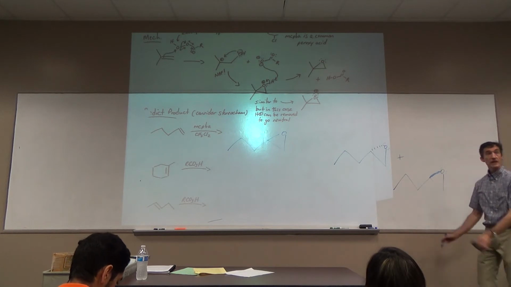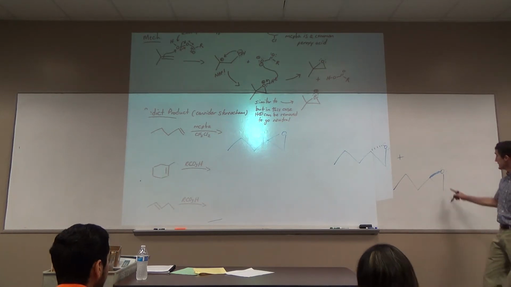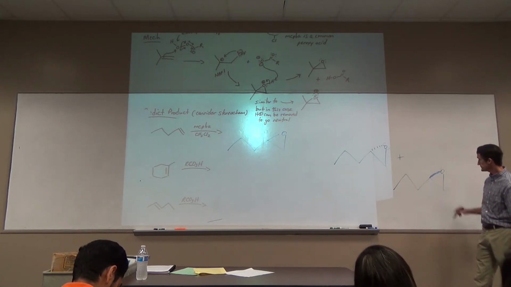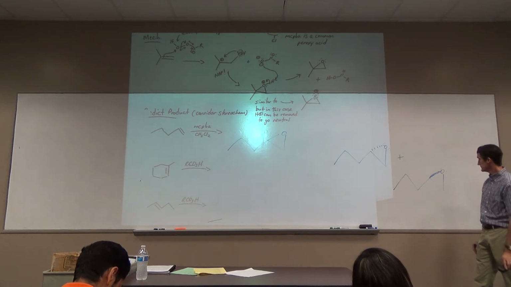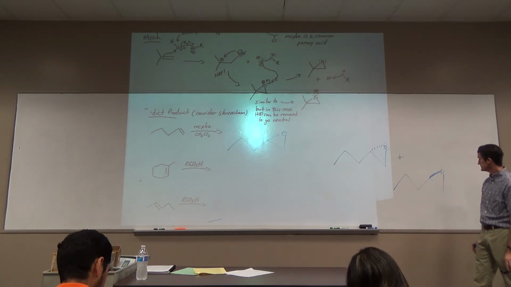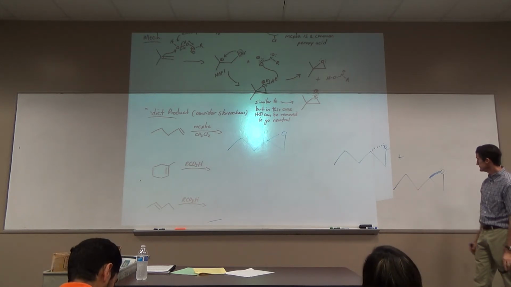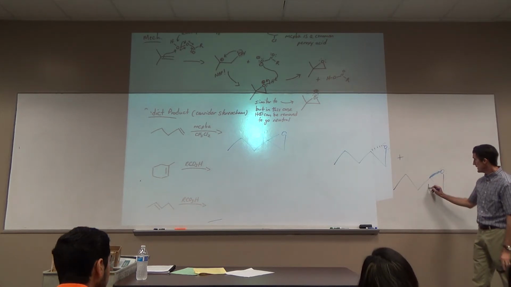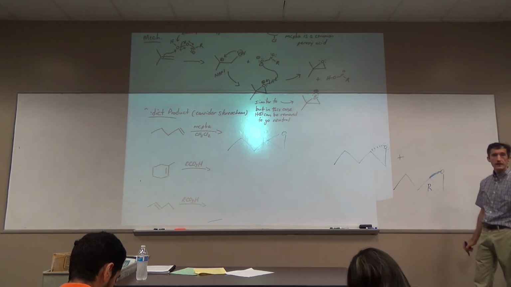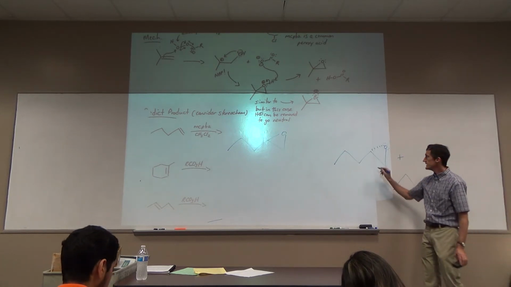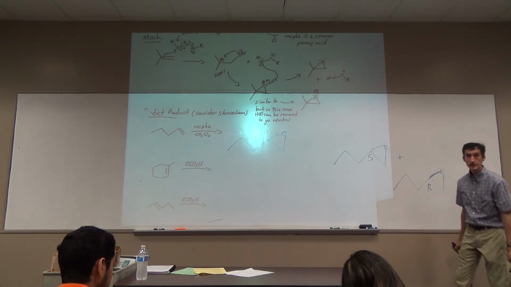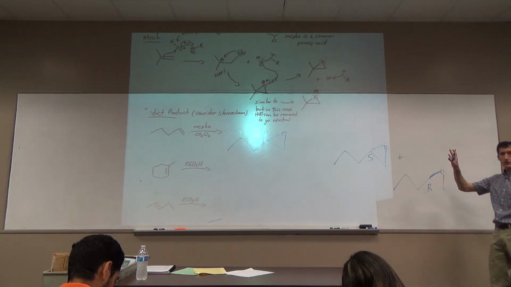How about R and S? Let's do R and S. What do we got here? R? If that's R, I'll bet you a steak dinner that's S. I don't even need to look over there because I know I reversed it.